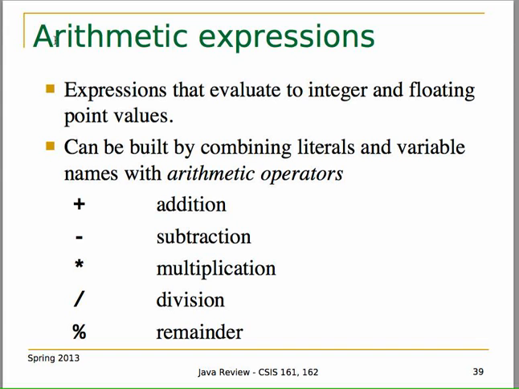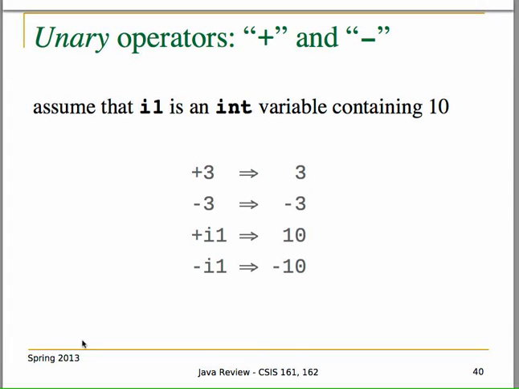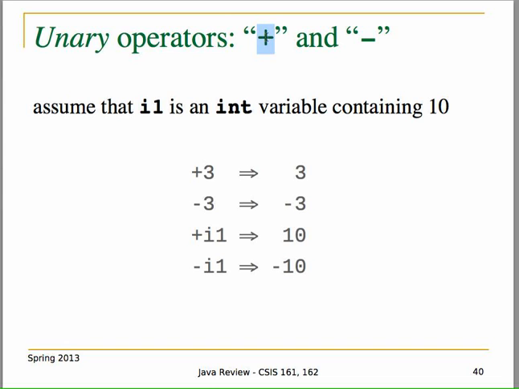Okay, so this is all leading up to arithmetic expressions. These are expressions that evaluate to integer or floating point values. These can be built by combining literals or variable names with arithmetic operators. These are the common ones: plus, minus, divide, multiply, and the remainder or modulo operator. You also have unary operators, that is, operators that work on one thing, like the plus operator, as in +3, and the minus operator, which will give you -3.